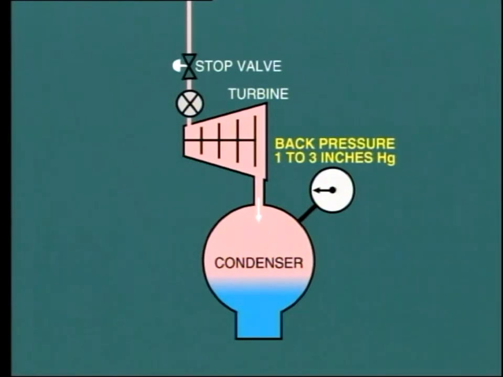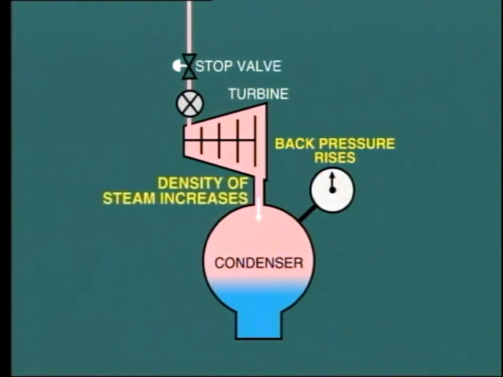Now imagine what would happen if the back pressure started to rise, perhaps due to a large air leak into the condenser, or more likely a reduction in cooling water flow through the condenser. Now remember, as the back pressure increases, so does the density of steam at the turbine exhaust.